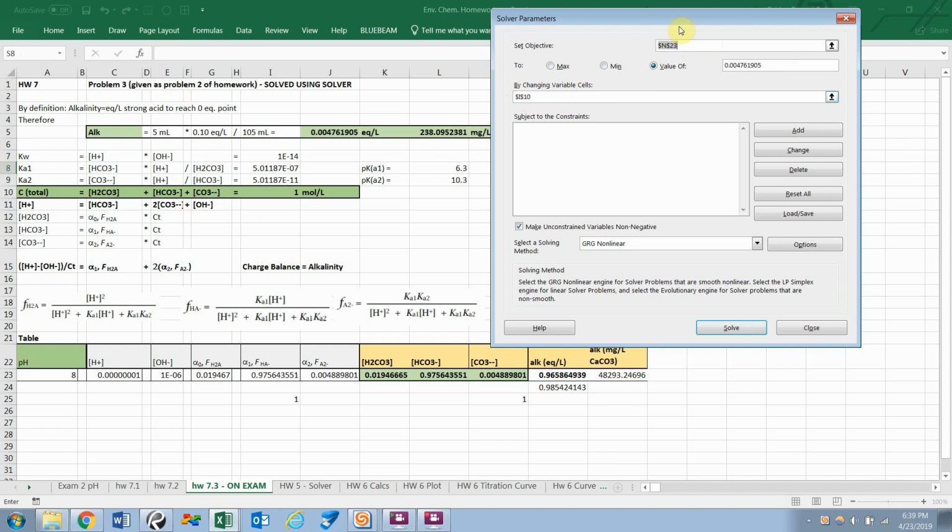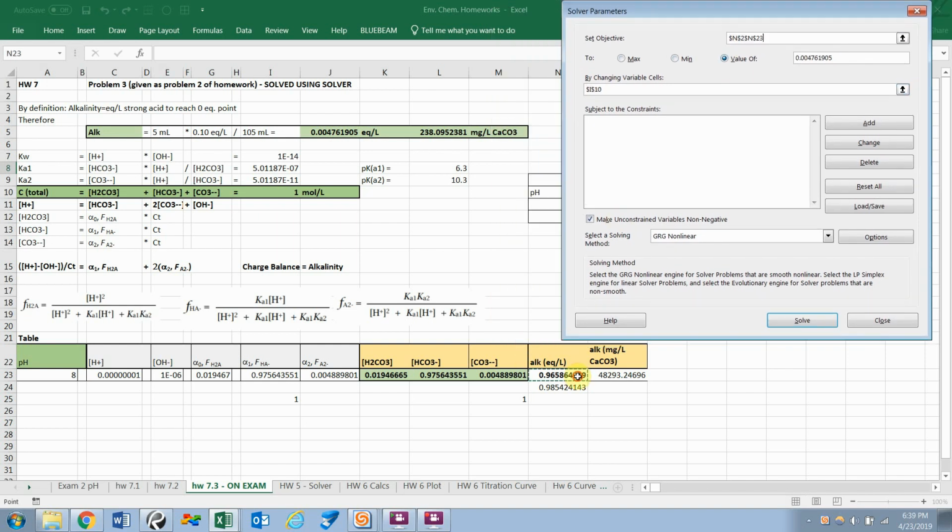So my objective is alkalinity. And I want to set it to a value of, and I can't pick a cell, so I have to give it the number that I want. And the number I want is 0.004761905 for my calculation in part A.